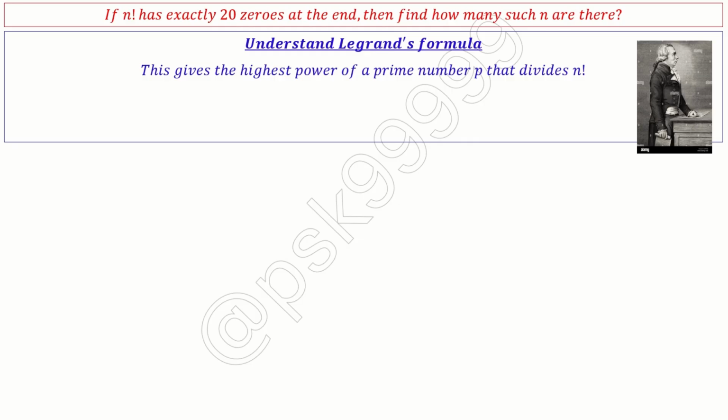That means you are given n factorial and a prime number p. Then using this formula, you can find the highest power of this prime p which can divide n factorial. That is E_p(n!), where n factorial is the number given and p is the given prime.